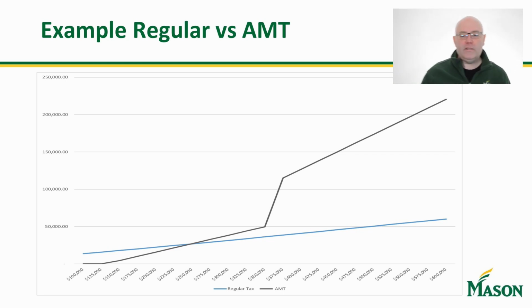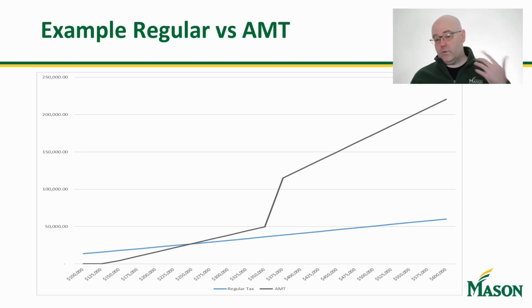And so you can see basically what happens is that in the beginning, regular tax takes over, and it really takes over until you get to about this level right here. It's going to happen where you have an adjusted gross income of about $250,000, probably where you're going to start seeing some of that.